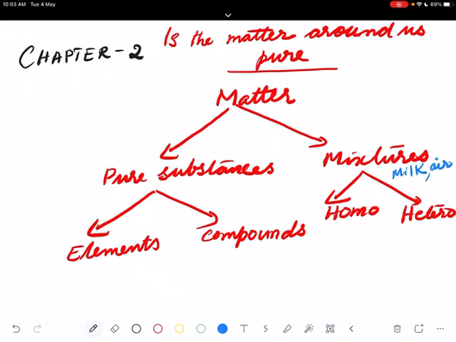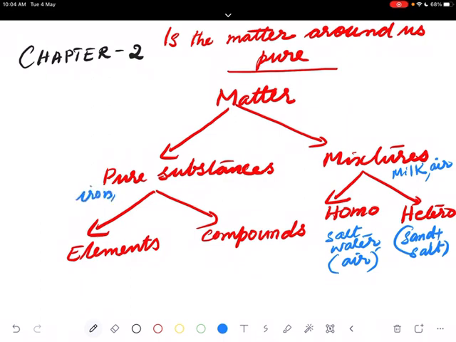Salt solution is a homogeneous mixture. A mixture of sand and salt is a heterogeneous mixture. Homogeneous mixture: salt water, or air. Now, pure substance: elements, for example, iron, or compounds such as sodium chloride, or water. Water is a pure substance.